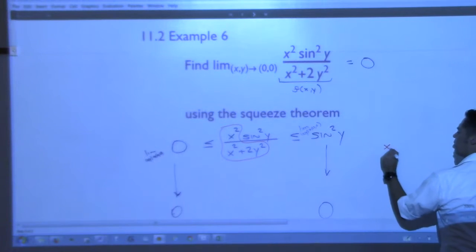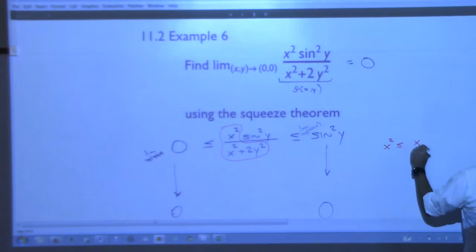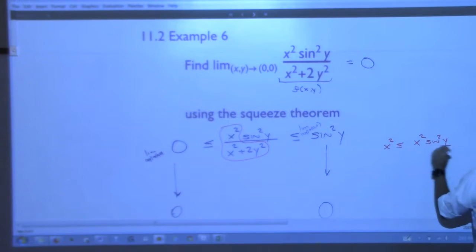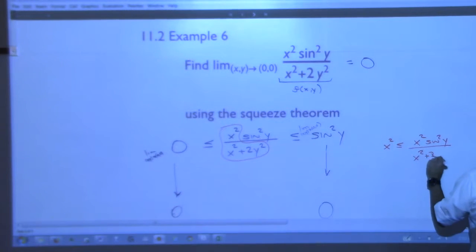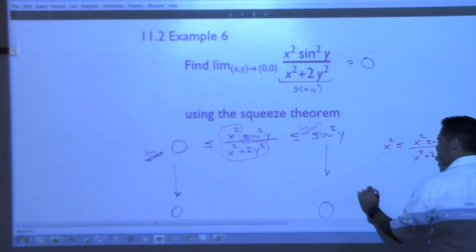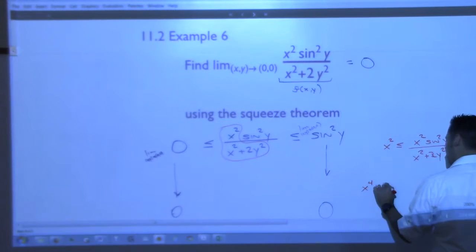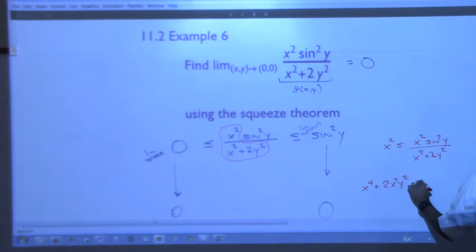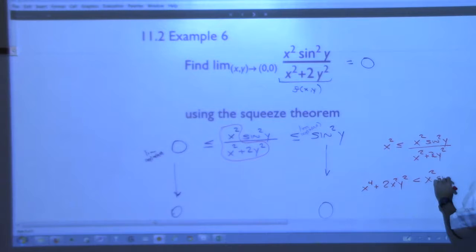I'm curious. This is a question: is x squared always less than x squared sine squared y over x squared plus 2y squared? It just doesn't seem like it is. I could do a cross multiply. I can multiply both sides by this. I don't have to worry about flipping the inequality because this is always a positive number. So we only flip inequalities when we multiply by negatives. So I'm going to multiply both sides by that. I get x to the 4th plus 2x squared y squared. Is that less than x squared sine squared y? Is that always true?